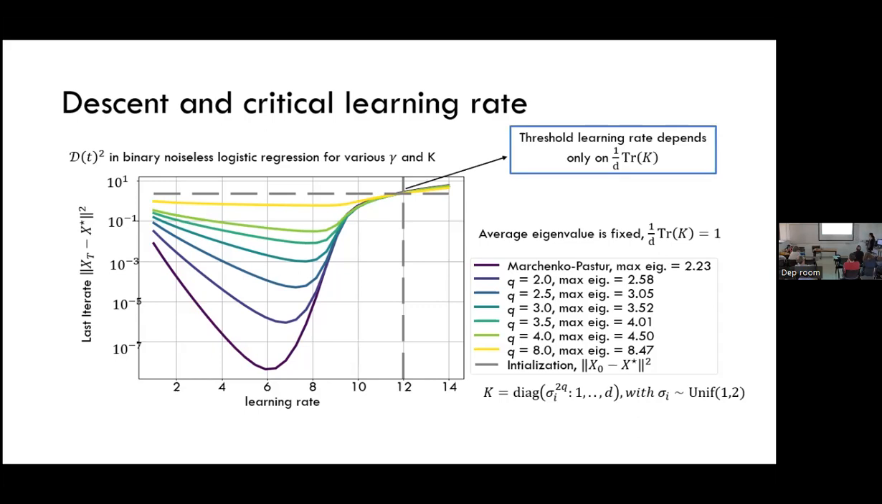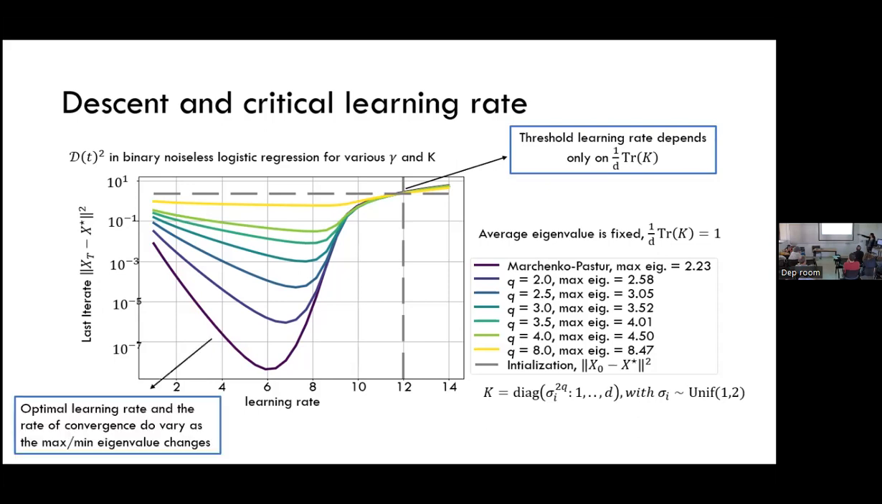And we scaled all of them to have the same average eigenvalue. So what you can see is that indeed they all have the same threshold below which this distance to optimality is descending, and above that threshold you're not converging. But you can see that actually the convergence rate itself is different, and that indeed depends on the maximal and minimal eigenvalues, as we would expect.